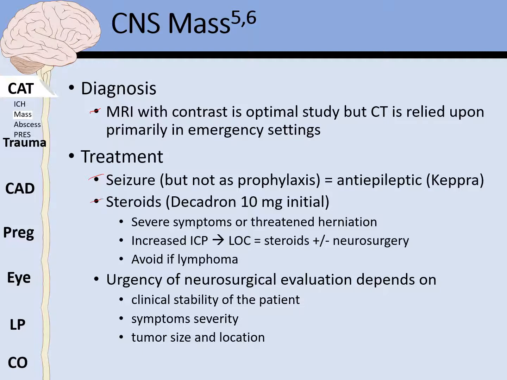Steroids can be used if there are severe symptoms or threatening of herniation, but this is typically done in conversation with a neurosurgeon. If there was loss of consciousness, it is typically because the mass was causing some increase in intracranial pressure. Steroids should be avoided if the mass is from lymphoma. The time frame for neurosurgical evaluation depends on the stability of the patient, severity of symptoms, and tumor size or location. However, this is usually decided by a conversation with a neurosurgeon.